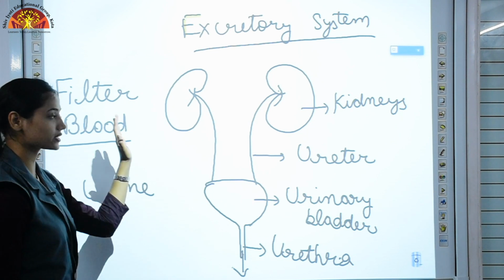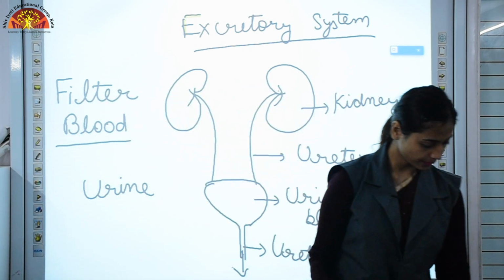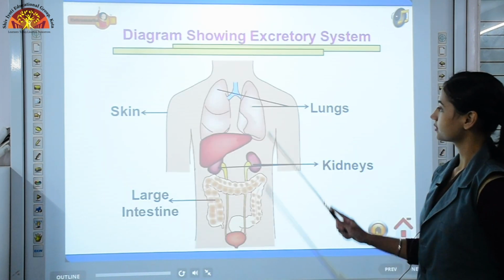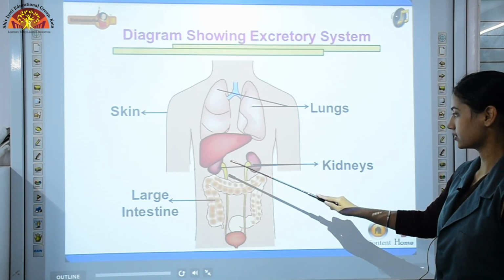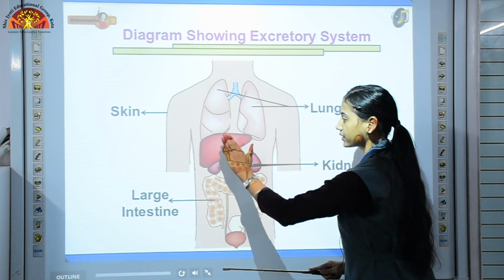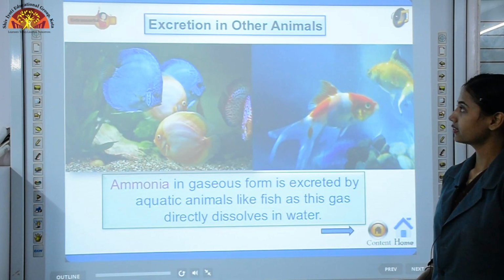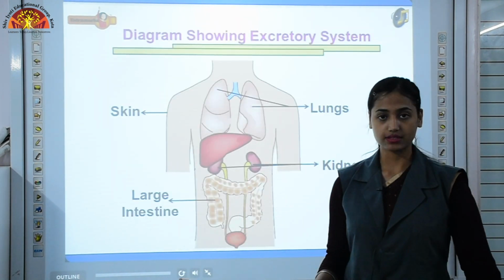Understood the structure of the excretory system? Very simple. This excretory system is present behind; the kidney is present behind the liver. That was about human beings.